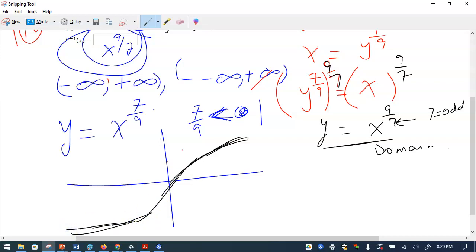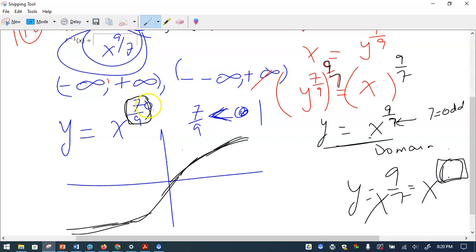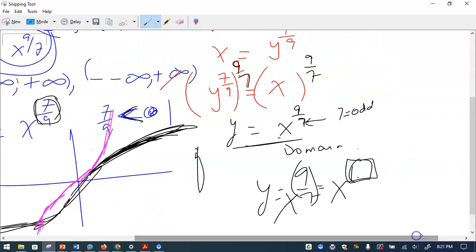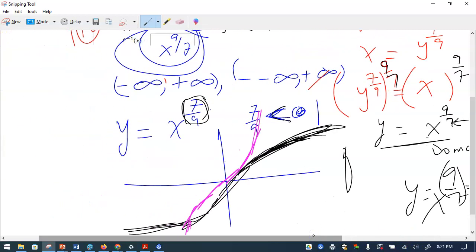Because if it is 9 over 7, what is the meaning of 9 over 7? X raised to 9 over 7 is like x raised to 1 point something. So whenever this exponent is less than 1, the graph will go something like this. But if the exponent is greater than 1, then the graph will be this way. So I just wanted to clear that part. I hope I'm making sense here.